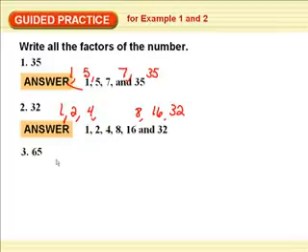Okay, 65, 1 and 65. 2 can't because it's not even. 3, no. 4, no. 5, and I think it's 13. Okay, 6 won't go into 65. 7, 8, no. 9, no. 10, no. 11, no. 12, we're done.